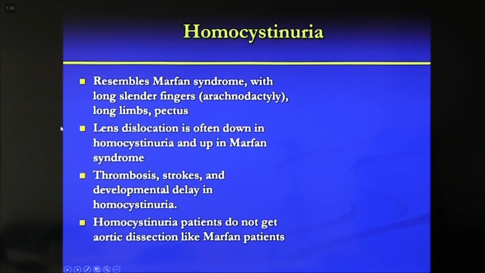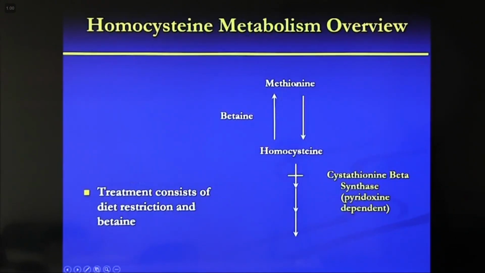But the other thing is that Marfan syndrome patients don't get thrombosis and strokes and developmental delay, and you do get this in homocystinuria. So this is an important disease to treat, and the homocystinuria patients don't get aortic dissection like the Marfan patients. Classic homocystinuria is a defect in cystathionine beta synthase, which is a pyridoxine-dependent enzyme. Basically, you get a very high homocysteine level, which causes all those symptoms. So you've got to get rid of the homocysteine.